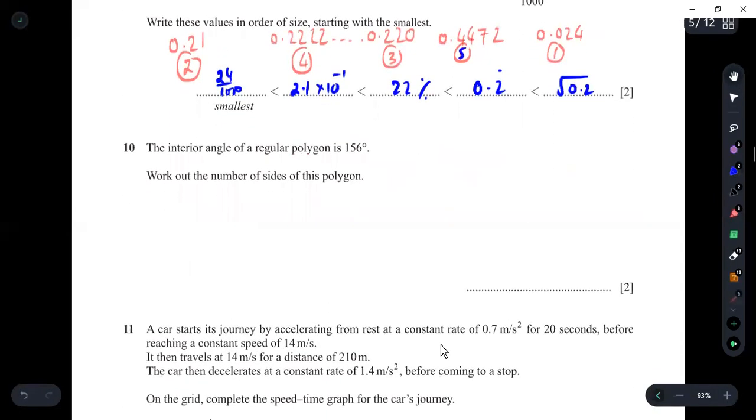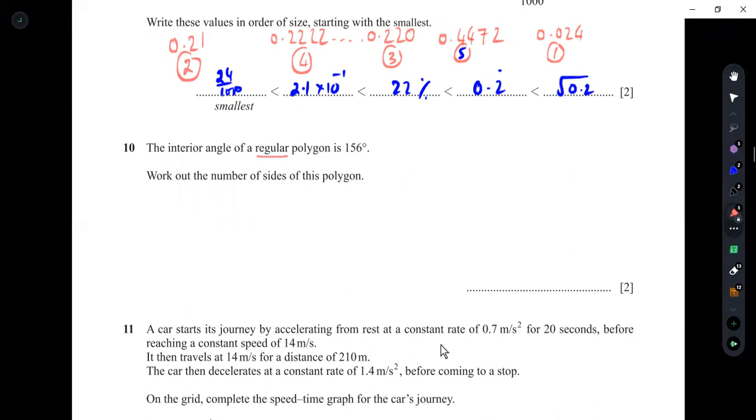We will do questions up to 11 in this video, and then next video I will upload the remaining questions, because otherwise it will become too long. Question number 10: the interior angle of a regular polygon is 156 degrees. Work out the number of sides of this polygon. So we know that if it's a regular polygon, all of its interior angles will be the same, and all of its exterior angles will be the same.